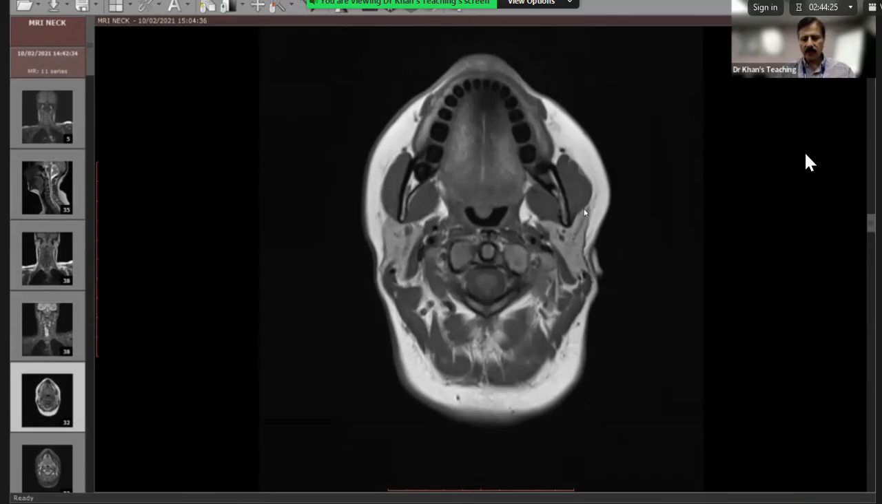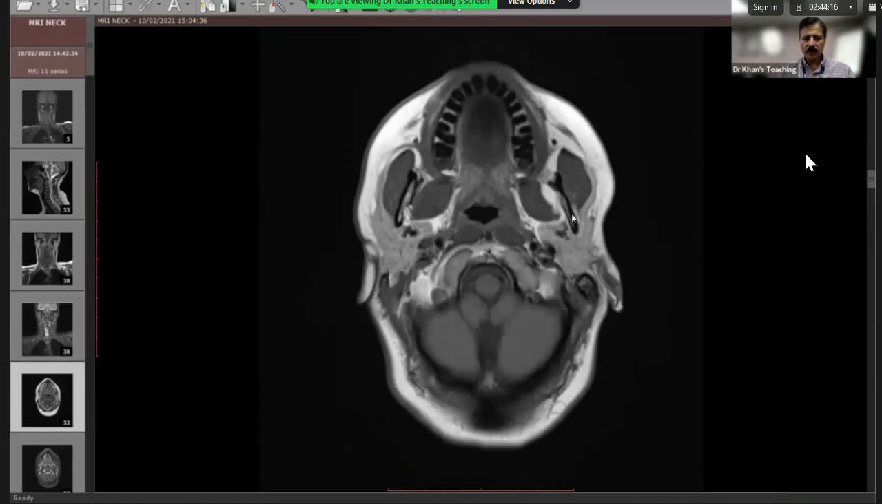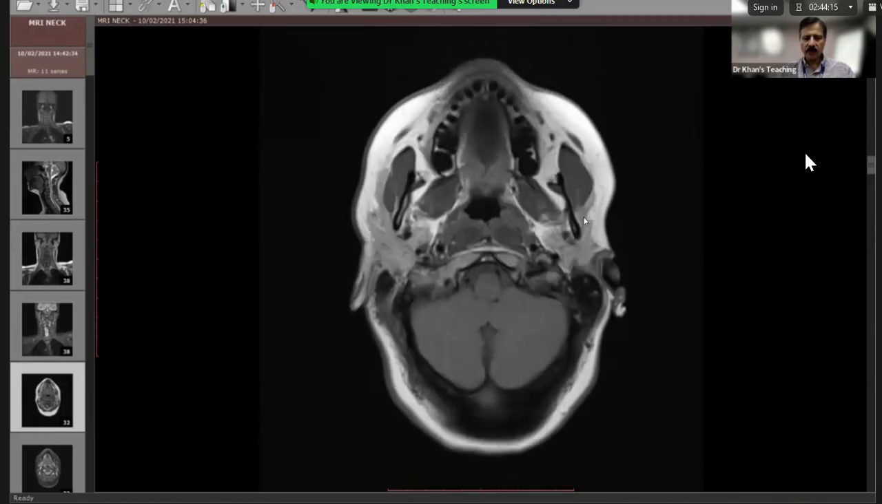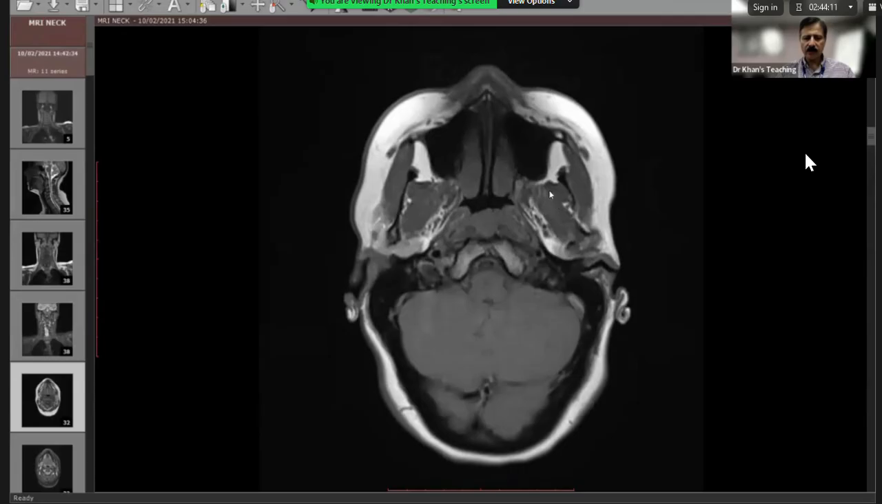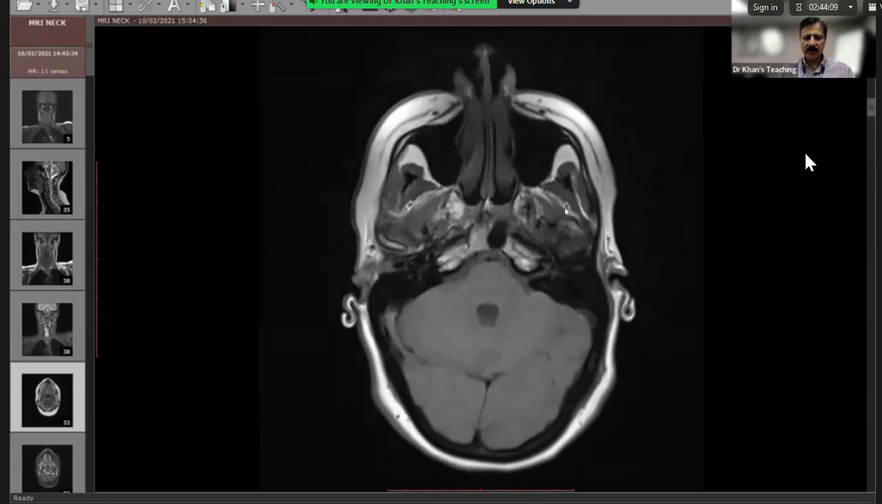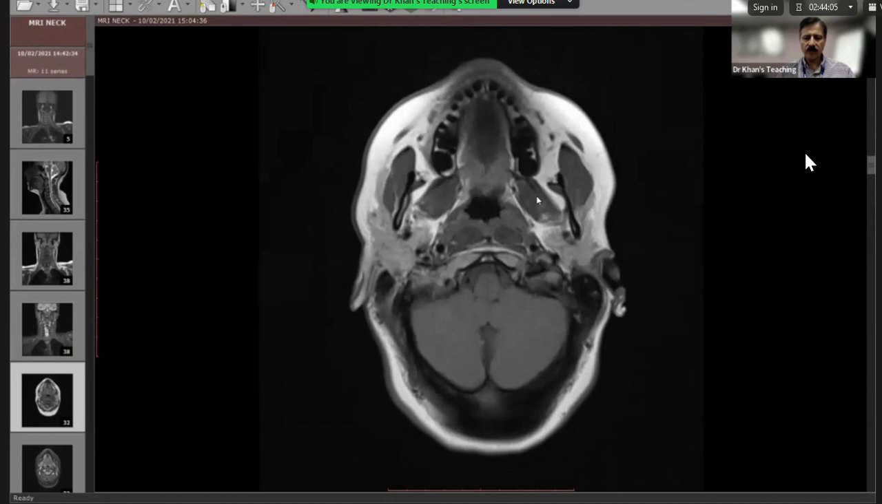Look posterior to that, and this is the parotid gland. So this is the parotid space. So we are going now superiorly. And as we go superiorly, we can see that there are other muscles, the pterygoids, etc., which have appeared from here.